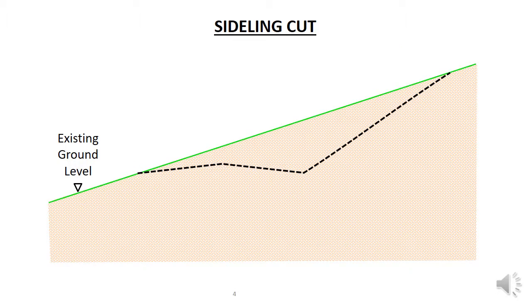Another type of cut is a sideling cut. This is where you cut around the side of a hill so one side has a slope above it and the other has a slope below it. The removed material is transported to fill areas or to waste areas on-site or clean fills off-site.